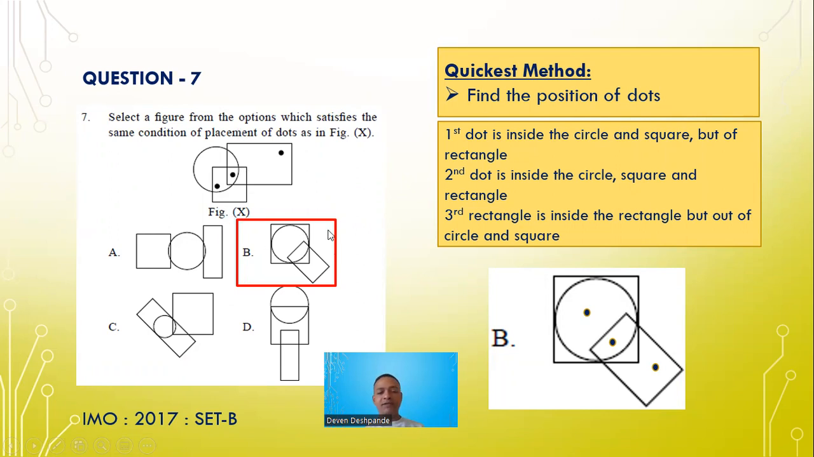The only option which satisfies is option B, isn't it? The first dot is inside the circle and square. Second dot, it is inside all the three figures, square, circle and rectangle. And the third dot is inside the rectangle but out of the circle and out of the square.